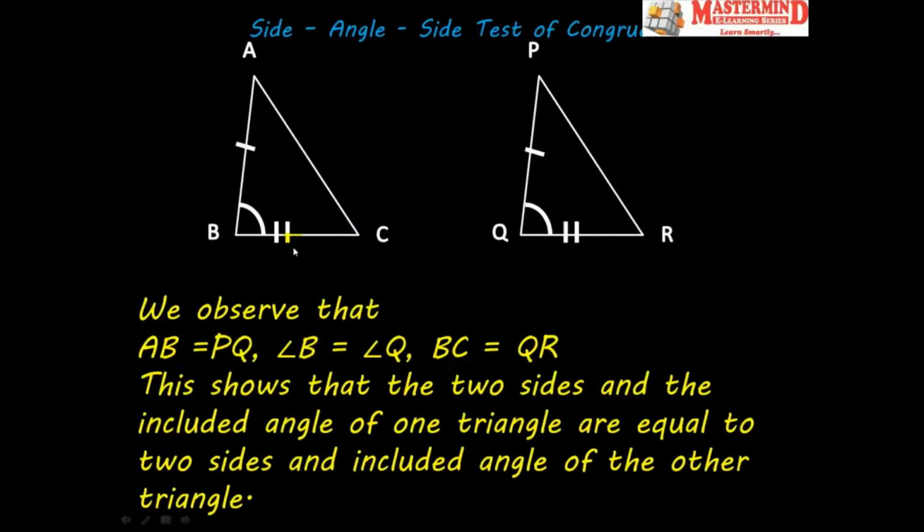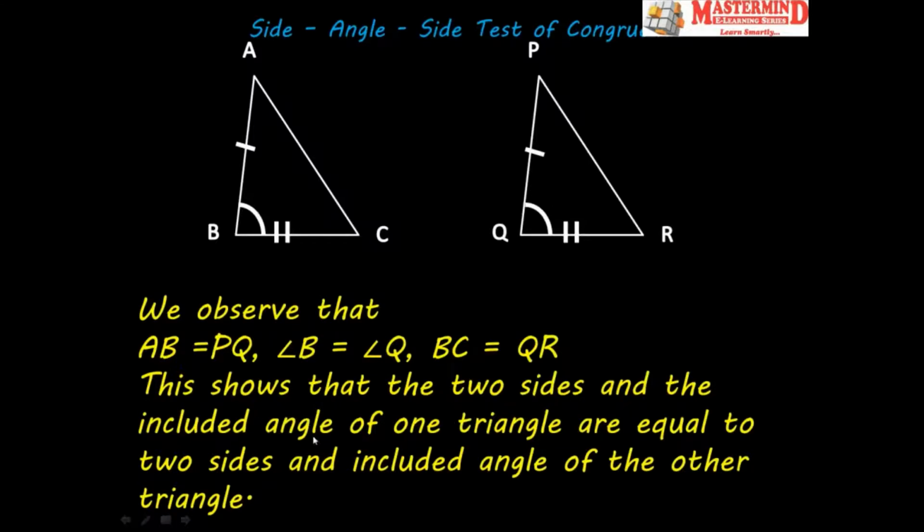Side BC is equal to side QR. Okay, so we have one side, one angle and one side equal to the side, angle and side of another triangle. So what do we say? This shows that the two sides and the included angle.